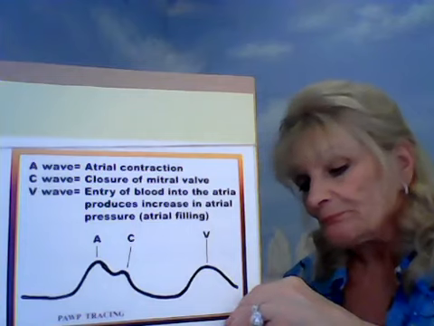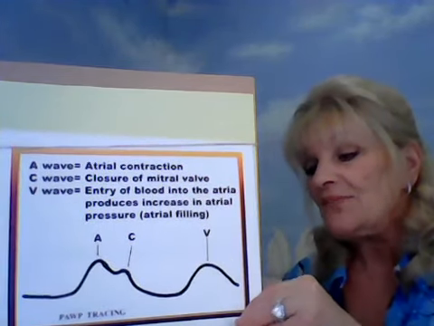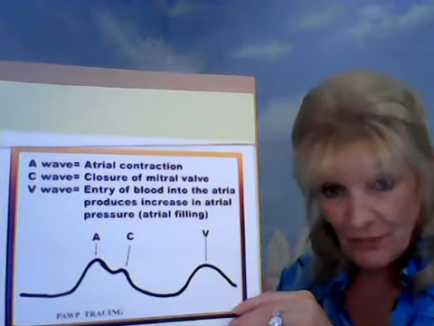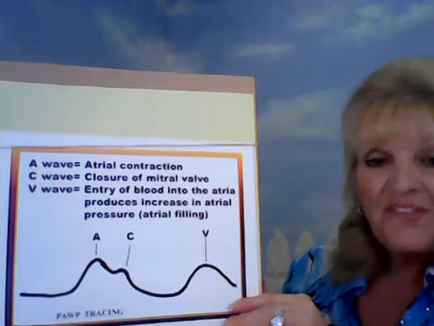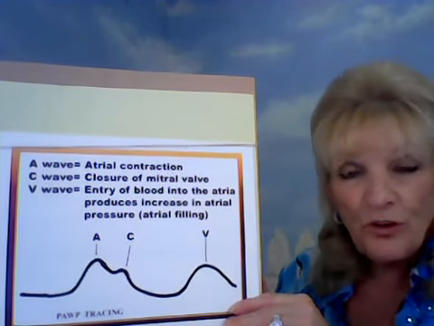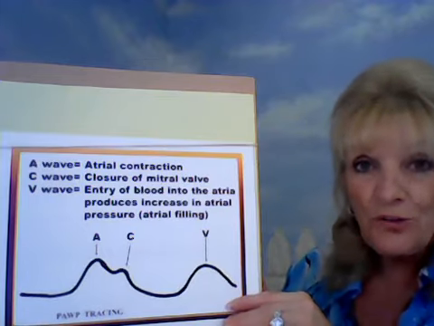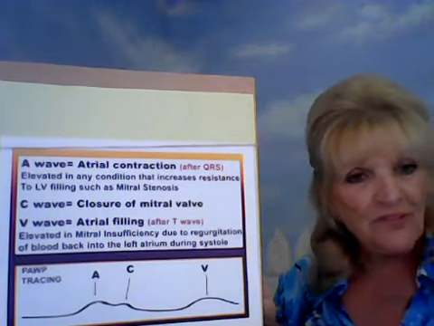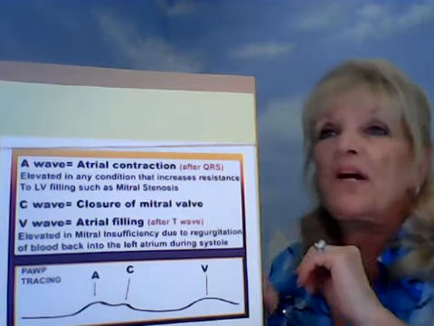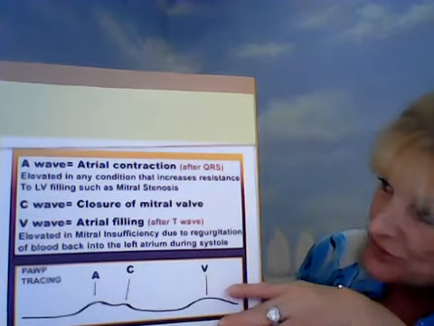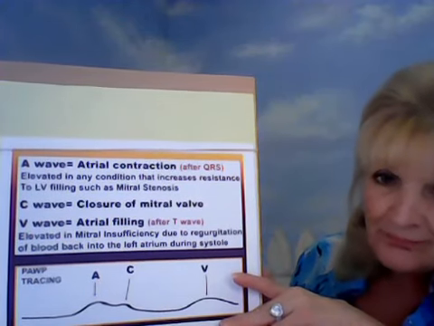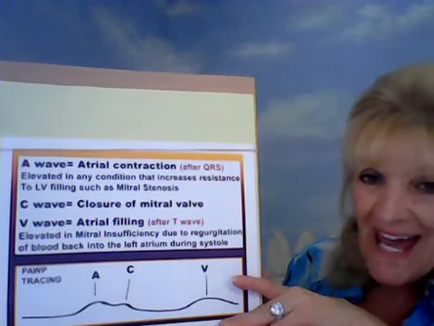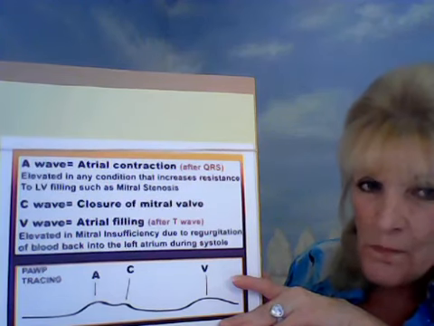Let me show you. So you have A waves, C waves, and V waves. The A wave is atrial contraction, the C wave is mitral valve closure, and the V wave is atrial filling. So when you put air into that balloon, you're going to see A waves, C waves, and V waves. And just to review again, the A wave is atrial contraction, and you'll see it after the QRS.